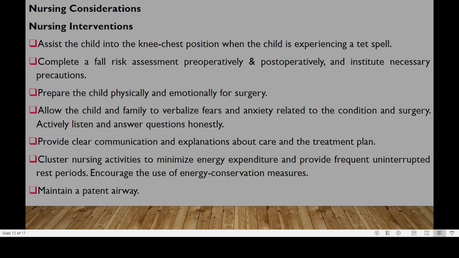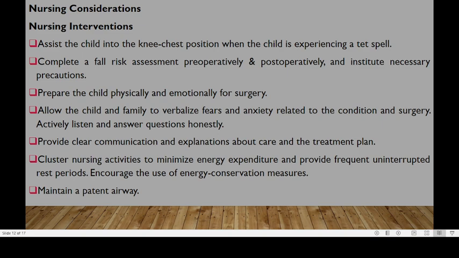As a nurse, you need to assist the patient into the knee-chest position when the child is experiencing a TET spell. I think it will be popping up on how to help the patient into the knee-chest position. You also need to complete a fall risk assessment, both preoperatively and postoperatively, and then institute the necessary measures.